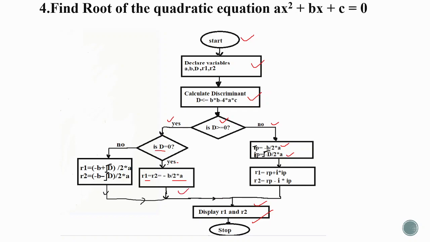Okay, this is finished. Then if d equal to 0 is no, which means d is greater than 0. So there are two real roots, right? R1 is equal to minus b plus root d by 2 into a. R2 is equal to minus b minus root d by 2 into a. Then move to display r1 and r2 and finally stop.